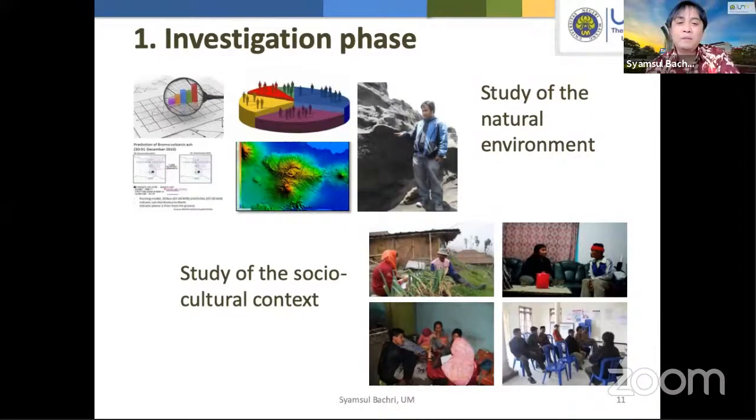The second time, we not only studied the physical, but also the socio-cultural context. How do these people carry out activities in the volcanic area? I did interviews with the local people. I did focus group discussions with these people. I stayed in this area for maybe around 3 months. It was really tough for me at that time to stay with them and do activities with my team.